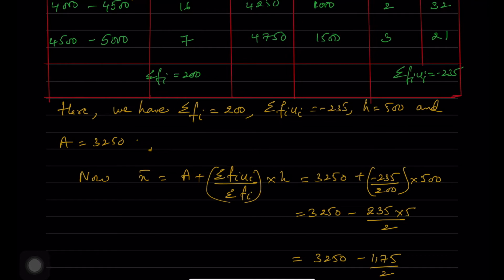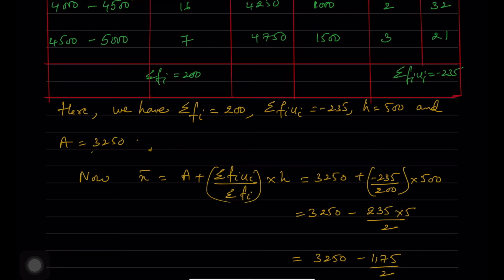So what we know in this is the assumed mean, 3250, sigma fi is 200, sigma fi ui is minus 235, h is 500. Substituting this, you have the mean formula, x bar is equal to a plus (sigma fi ui by sigma fi) into h, which is equal to 3250 plus (minus 235 divided by 200) into 500.